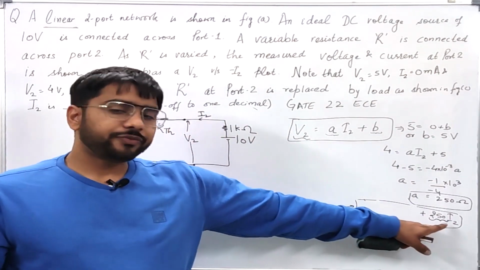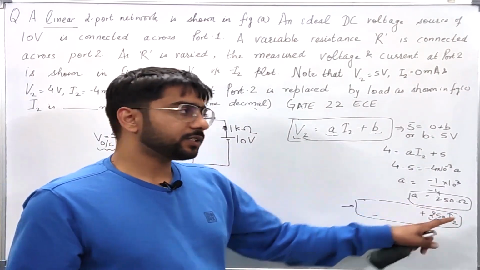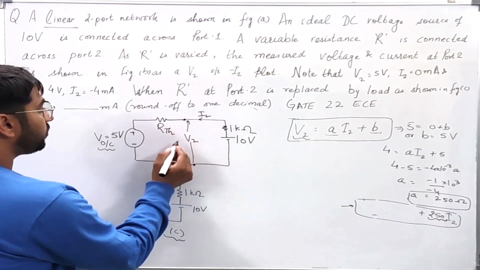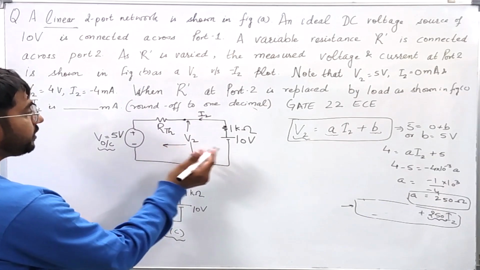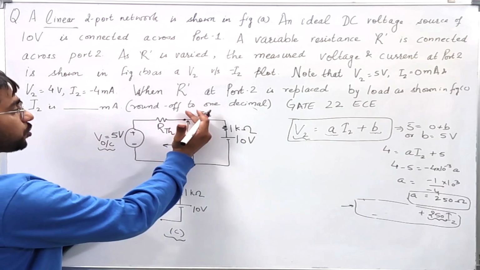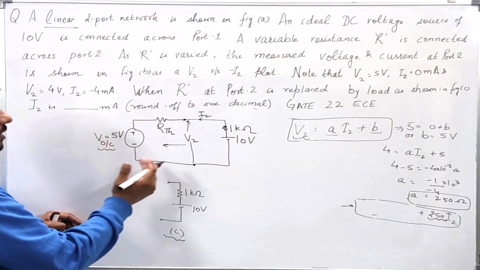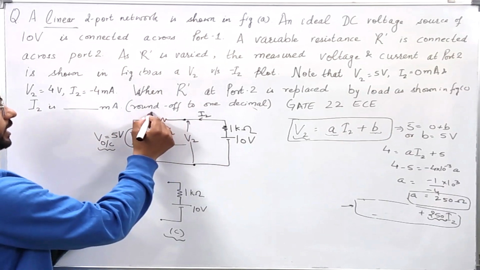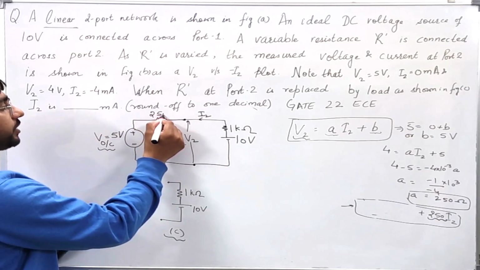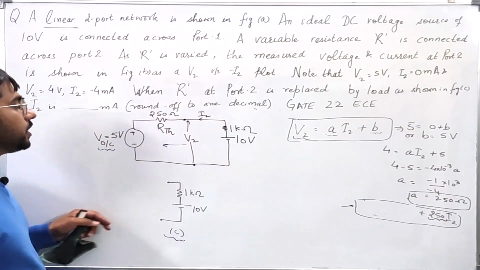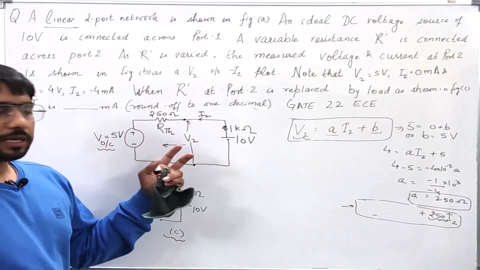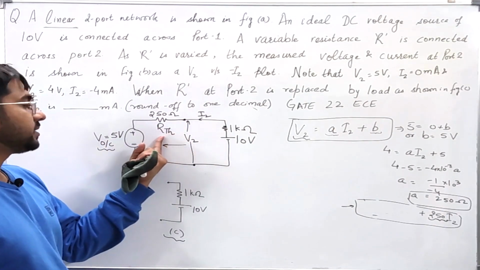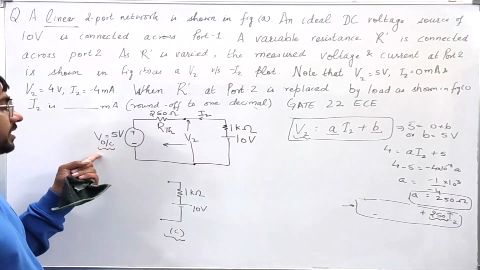Now the only remaining thing is the 250 ohm. This 250 ohm is the equivalent resistance which can be seen from these two terminals towards the network. So this resistance will be equal to the equivalent Thevenin resistance of the network. Okay. So now we have got the values of both the parameters, the R Thevenin and the V Thevenin.